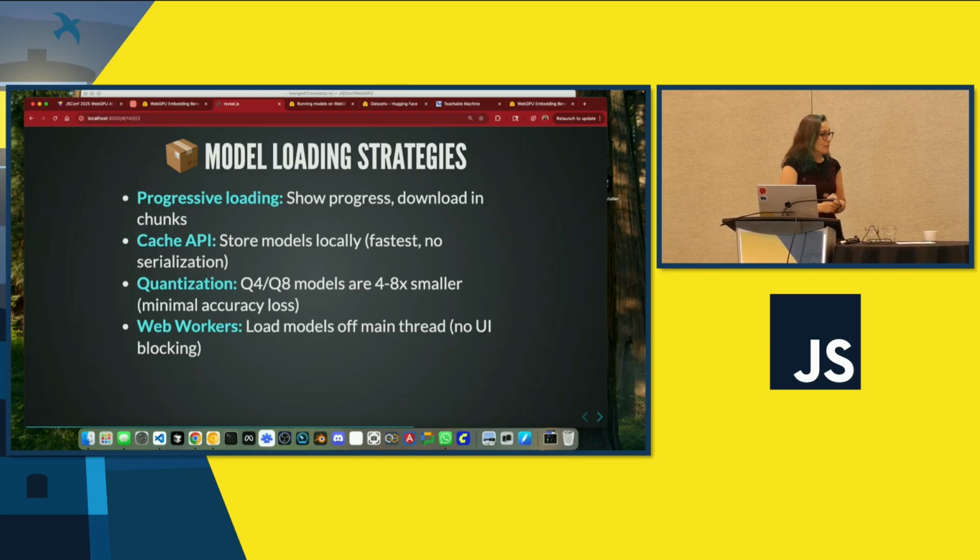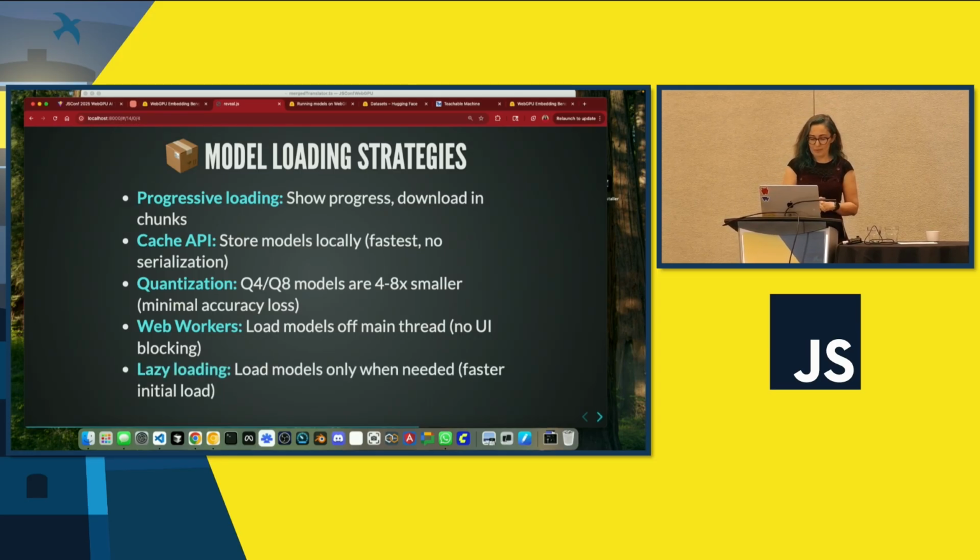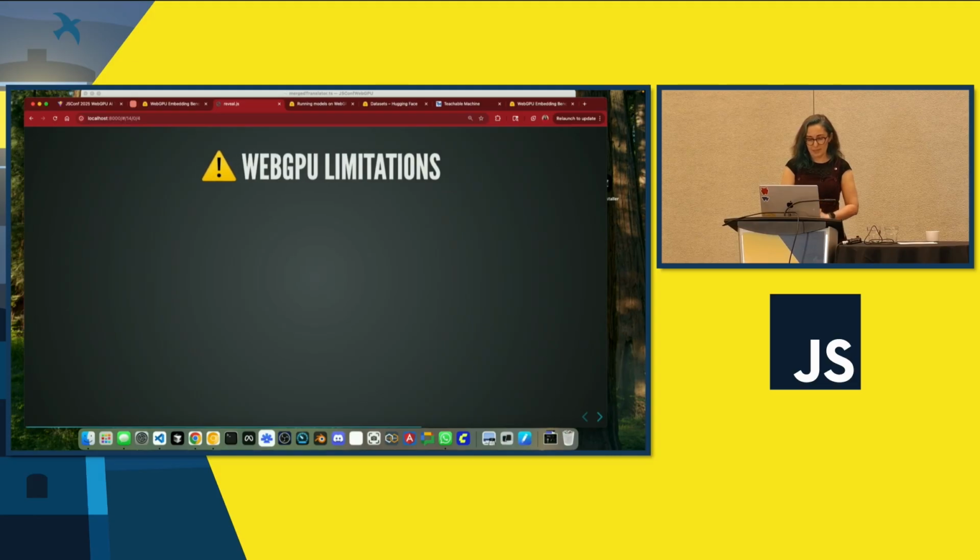And finally, we can use web workers to make our application do the downloading of the AI models in the web worker. Also inference, we can do that in our web workers so that our main UI is not being blocked. And lazy loading is another option.